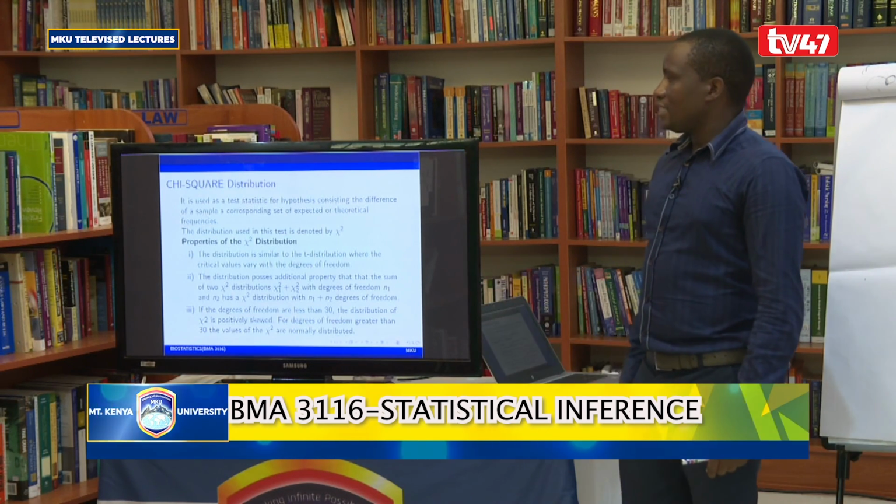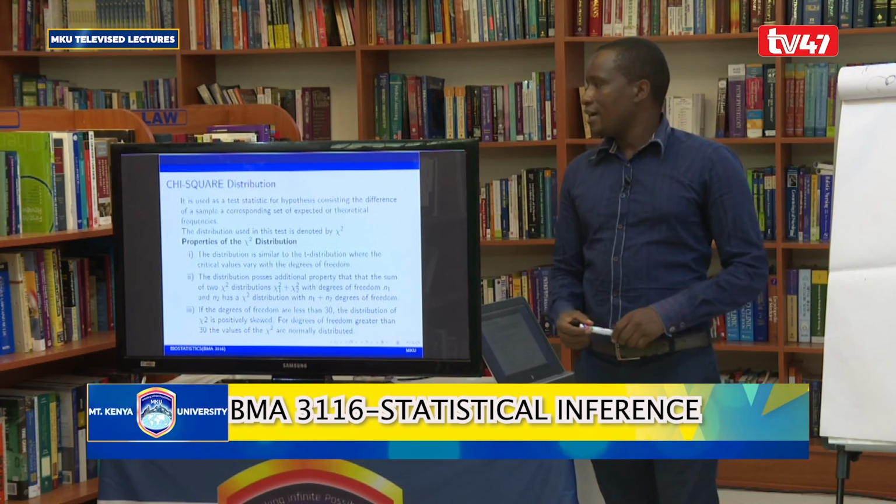Then we look at another distribution called the chi-square distribution.